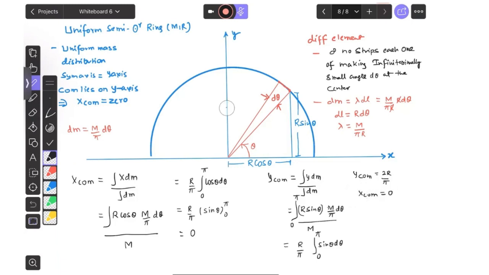So the center of mass is going to lie somewhere here on the y-axis at a distance of 2r by pi from the center of this semicircular ring. I hope all of you understood this, and you're supposed to remember this as a result as well. All of you understood, no? If you want to copy, copy, and once you've done copying, let me know. Any doubt? Anyone having any doubt?